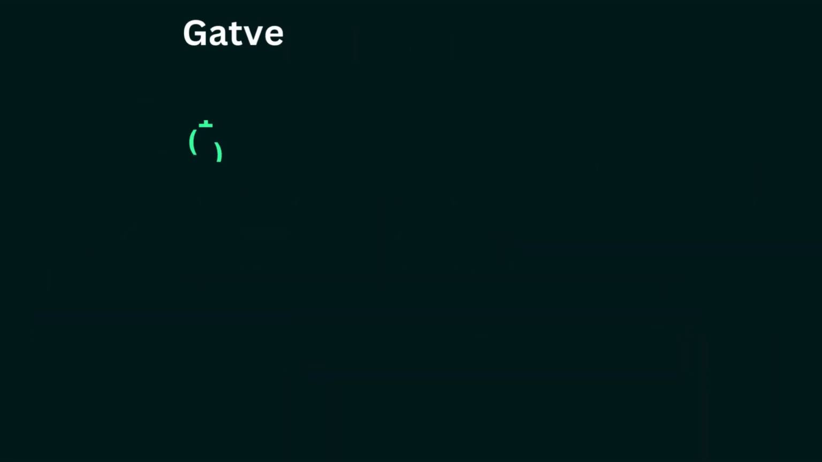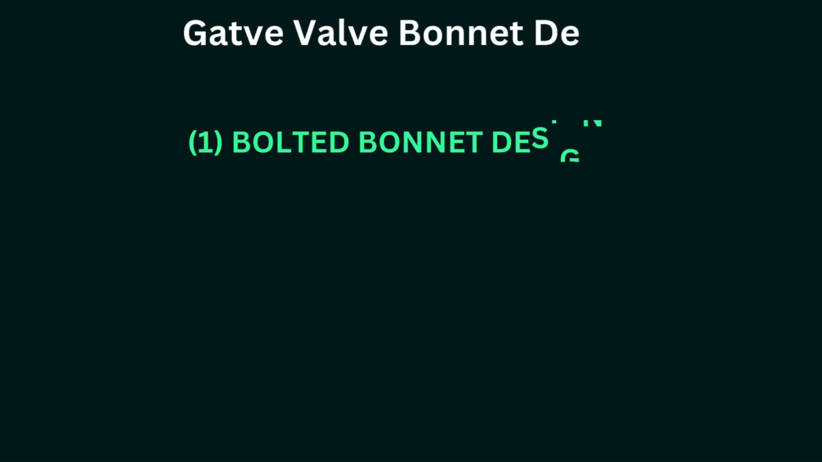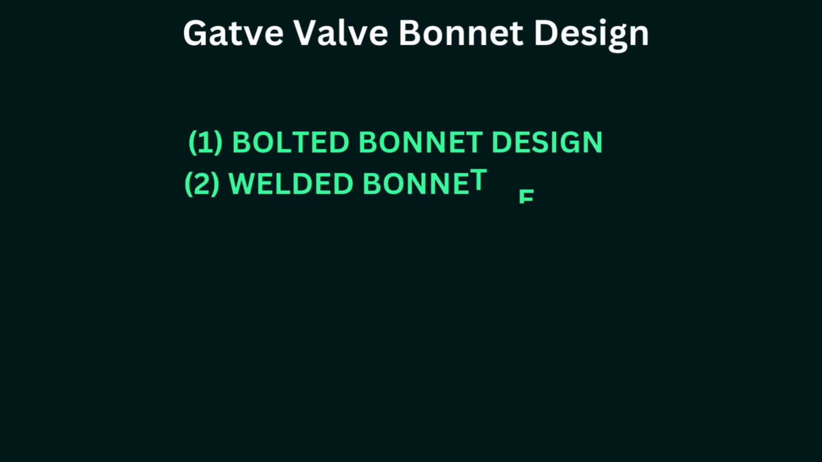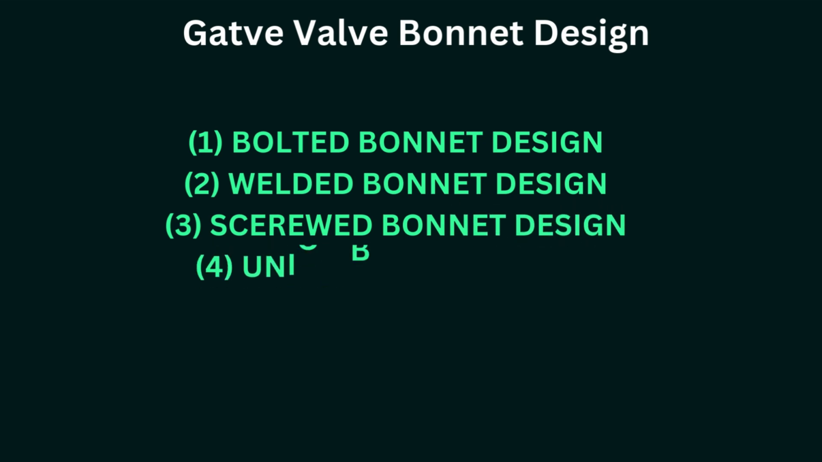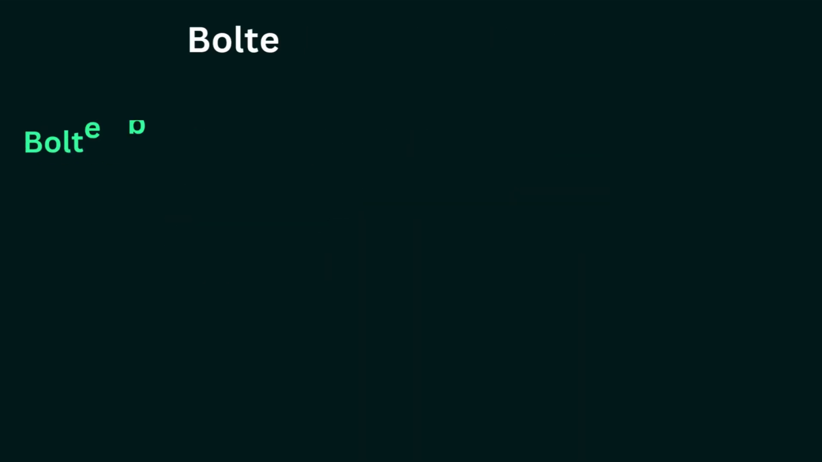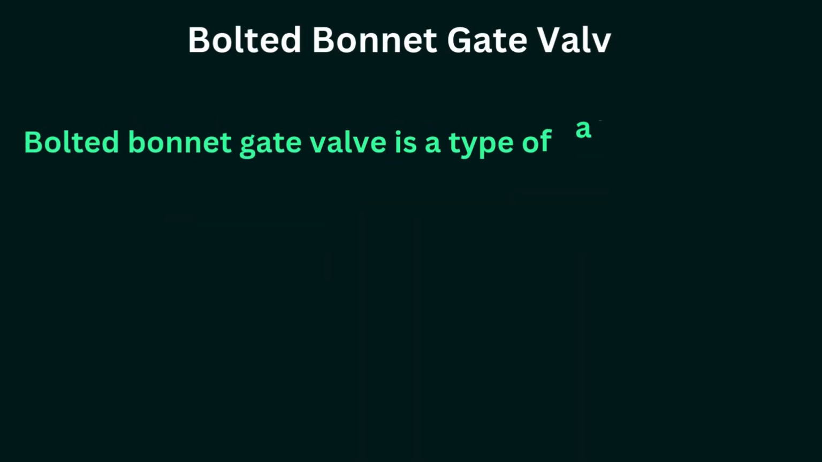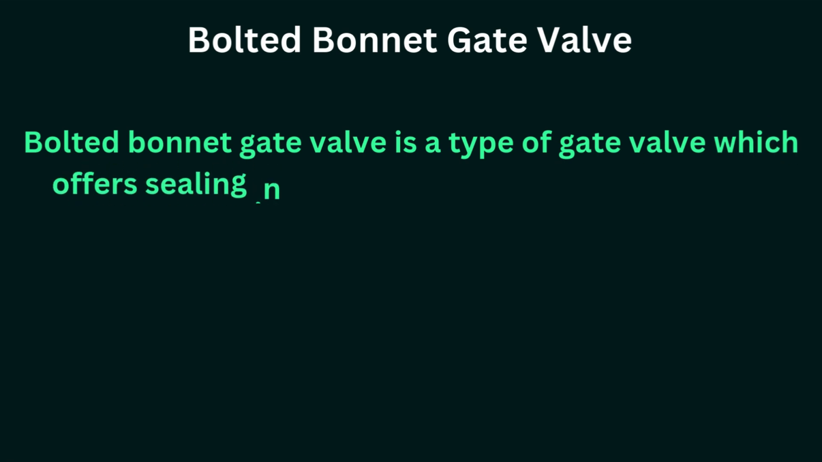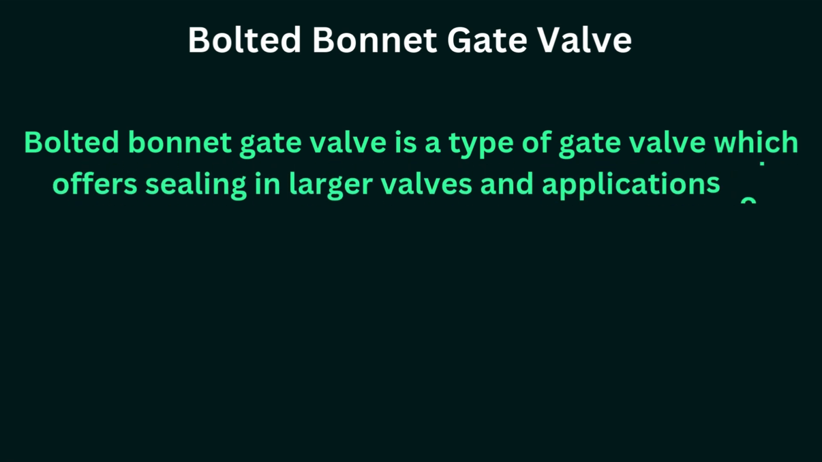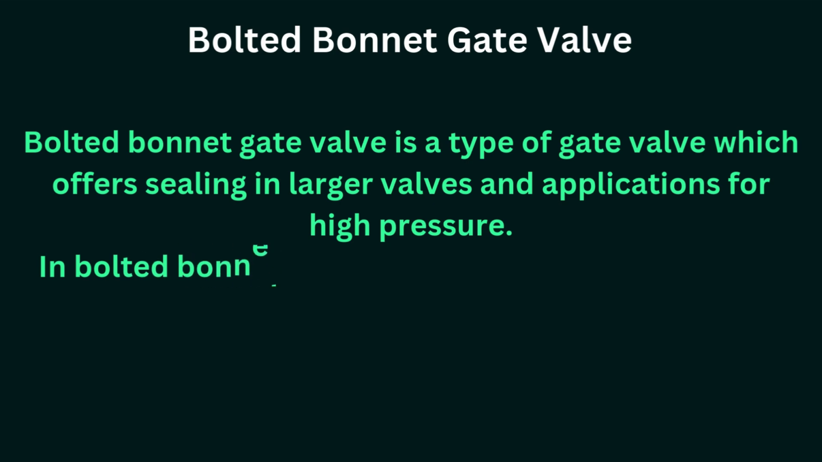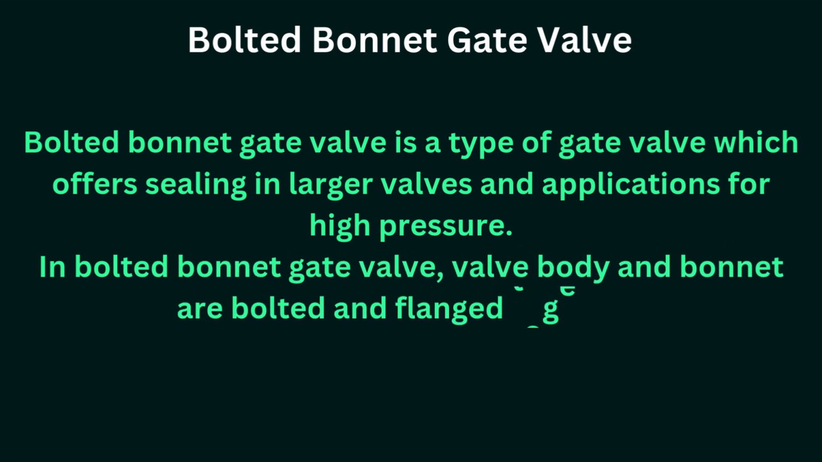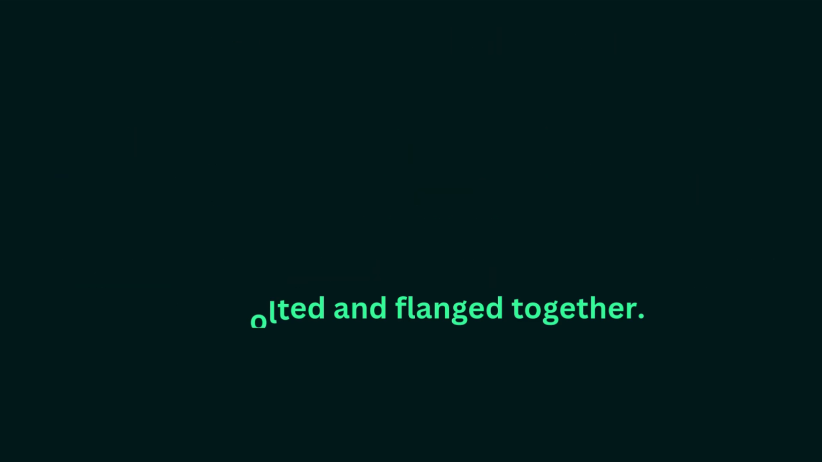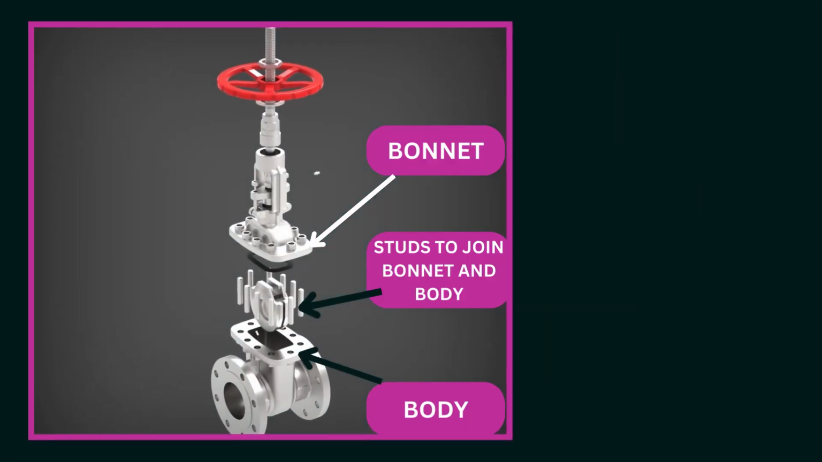Gate wall bonnet design: 1. Bolted bonnet design. 2. Welded bonnet design. 3. Screwed bonnet design. 4. Union bonnet design. Bolted bonnet gate wall is a type of gate wall which offers sealing in larger walls and applications for high pressure. In a bolted bonnet gate wall, the body and bonnet are bolted and flanged together.